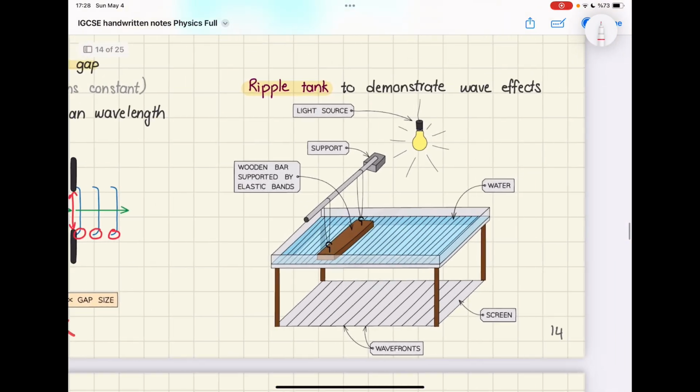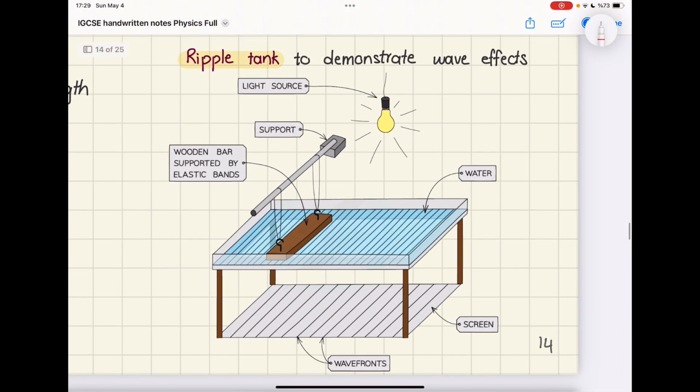A ripple tank is a device, an instrument that we use in physics to demonstrate different types of wave effects. It has a light source because we are usually observing what is happening beneath, on the table or on the paper we might put beneath the ripple tank. So we need a light source so that we see these wave fronts. We have, of course, water, and we have a wooden bar supported by an elastic band. And usually we also have some type of motor that is oscillating this wooden bar up and down.